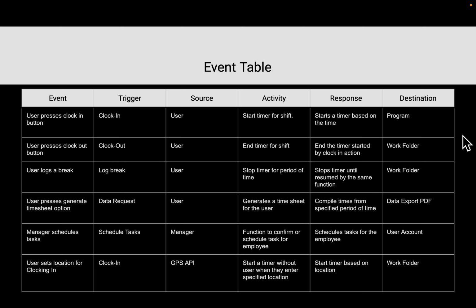And then the last event is when the user sets a location for clocking in. This would also trigger the clocking in function. And this time the source would be the GPS tracking, and then the destination would be the work folder again.